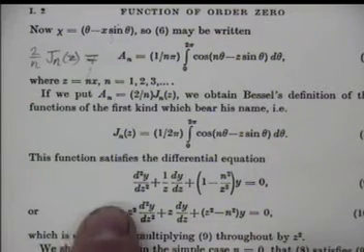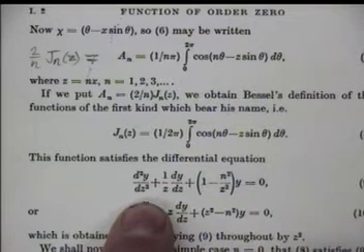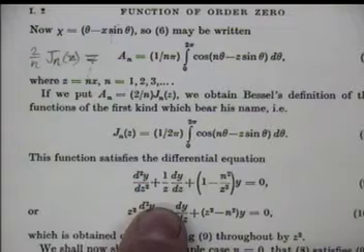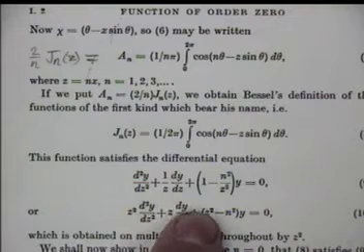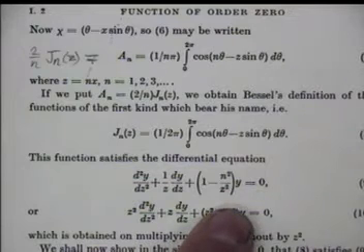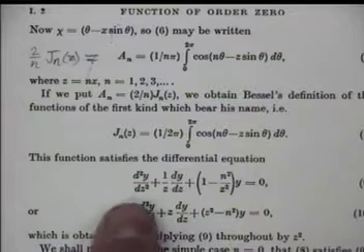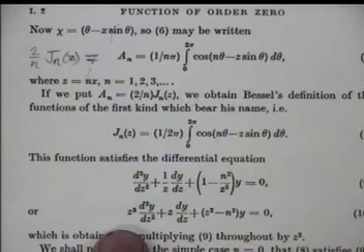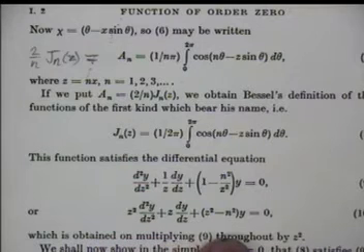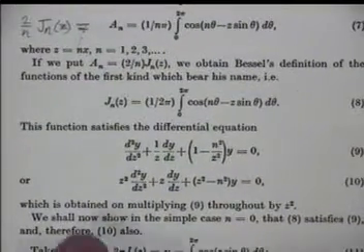And as I say, this function satisfies the differential equation: the second derivative of y plus 1 over z times the first derivative of y plus (1 minus n squared over z squared) times y. If we multiply through by z squared, it becomes this form. And this form seems to be the classic form everywhere I looked for Bessel formulas.